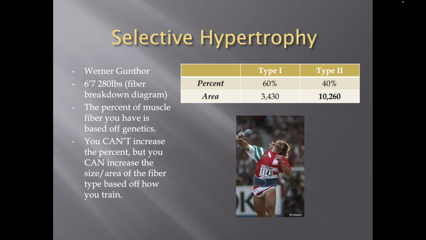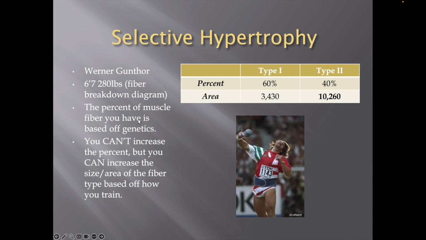But here's where the difference comes. Because Werner Gunther performed a lot of heavy movements, trying to produce them very quickly, the activity and training he underwent really emphasized type 2 muscle fiber use. So the total area of his type 2 muscle fibers was almost 3 times as great as the type 1 muscle fibers. So what does this tell us here?